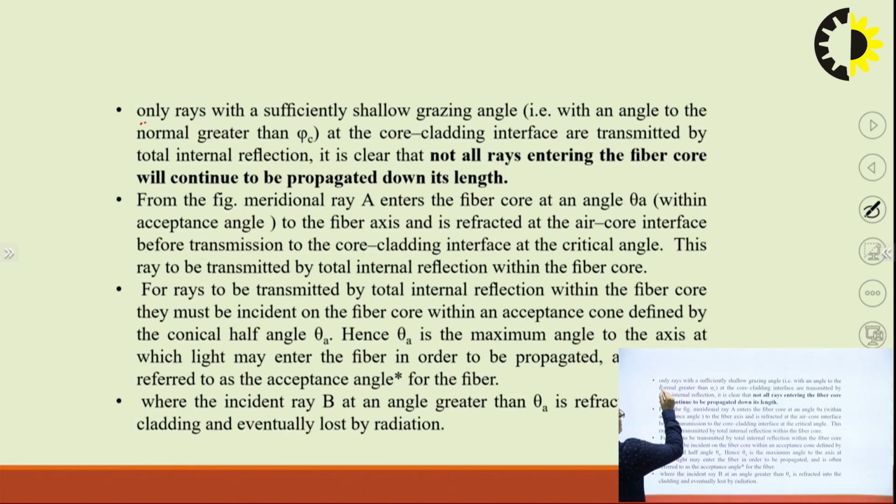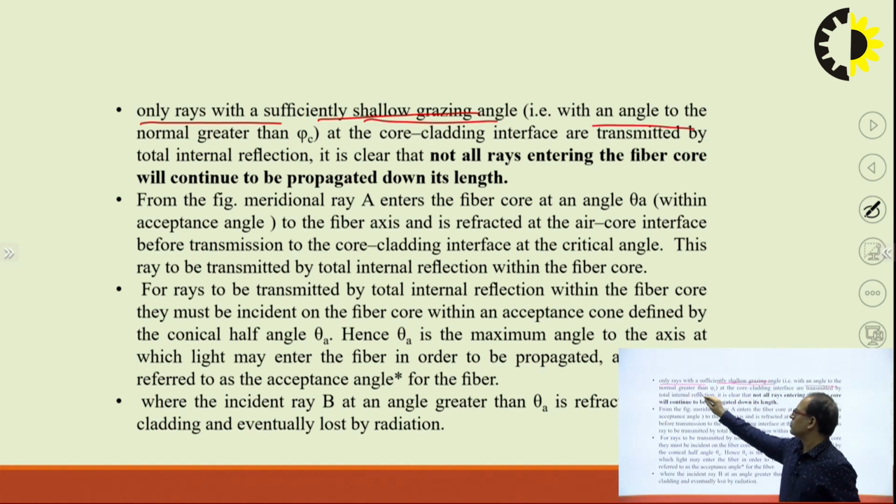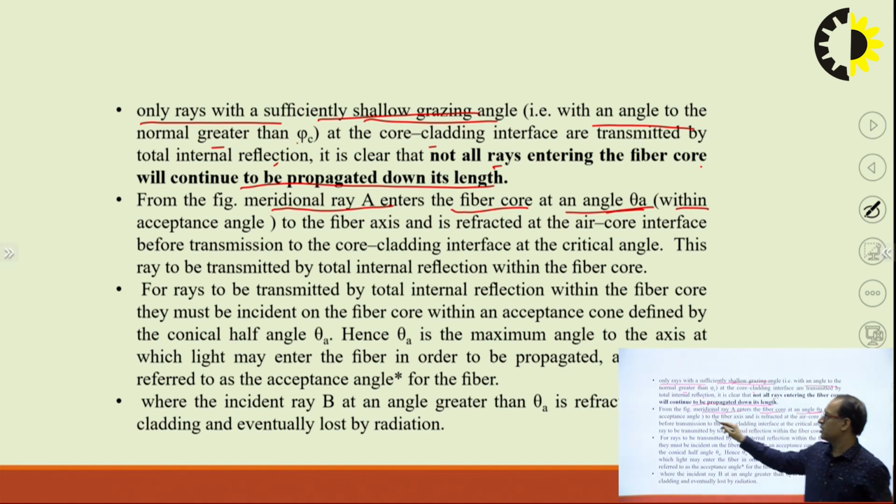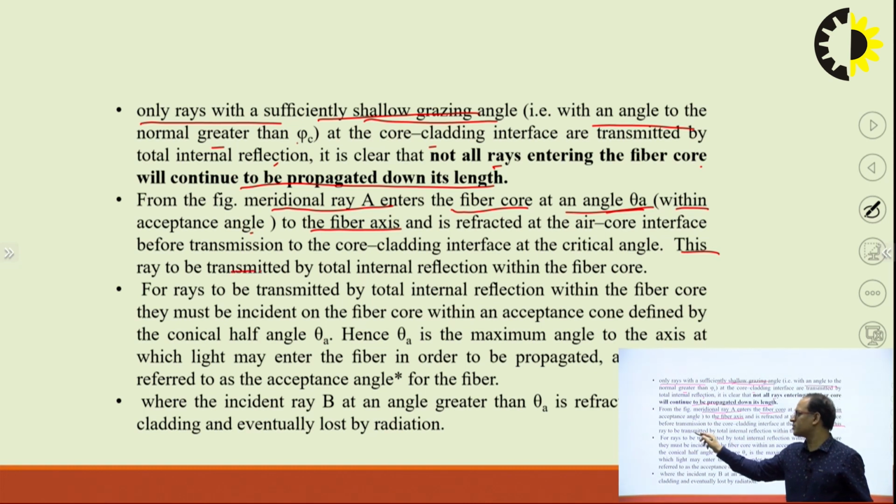So only the rays with a sufficiently shallow grazing angle, that is with an angle to the normal greater than the phi c at the core cladding interface, are transmitted by total internal reflection, which I have already discussed. That is, not all rays entering the optical fiber core will continue to be propagated down its length. For example, from the figure you can see that, as I have already discussed, the meridional ray A enters the optical fiber cable at an angle of what? Theta A, within the acceptance angle to the fiber axis. Then this ray is transmitted by total internal reflection within the fiber core.